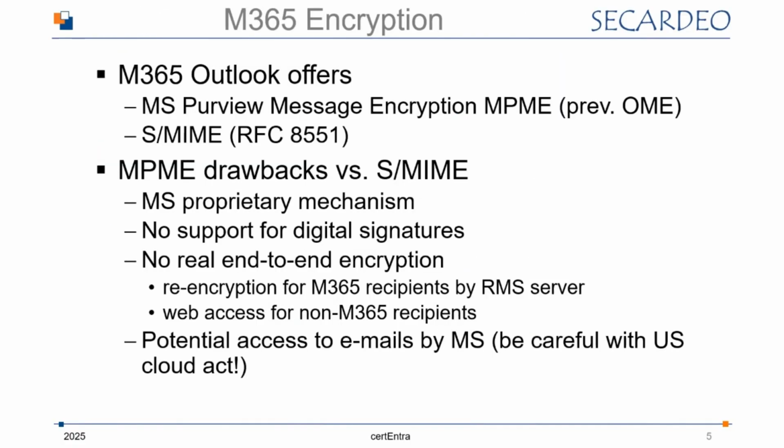So now let's look first into the M365 encryption options. Outlook offers two options. One is the native option of Microsoft, which is called Purview Message Encryption. Previously, it was called OME. And the other option is the standardized S/MIME feature, where we have standards and which is independent from Microsoft. Below I've listed some drawbacks of this Purview Message Encryption versus S/MIME.